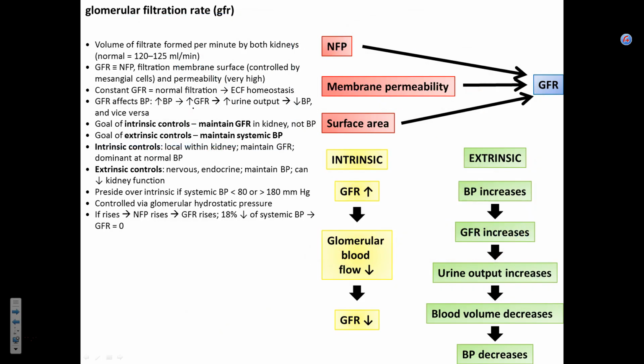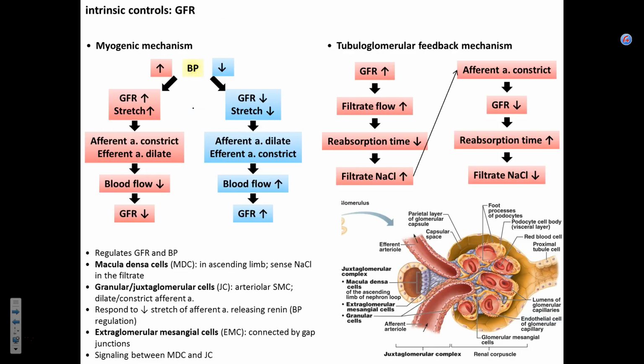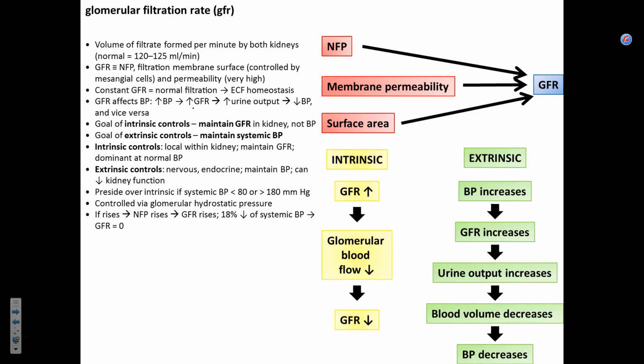So that's actually pretty cool. Glomerular filtration rate, and yeah, we have time to go over glomerular filtration rate and some controls. So GFR: volume of filtrate formed per minute by both kidneys. So it's normally about 120, 125 milliliters per minute. It is very tightly controlled. Does that make sense?